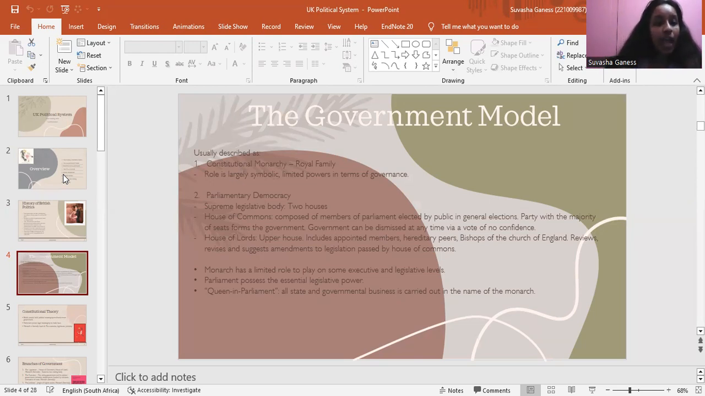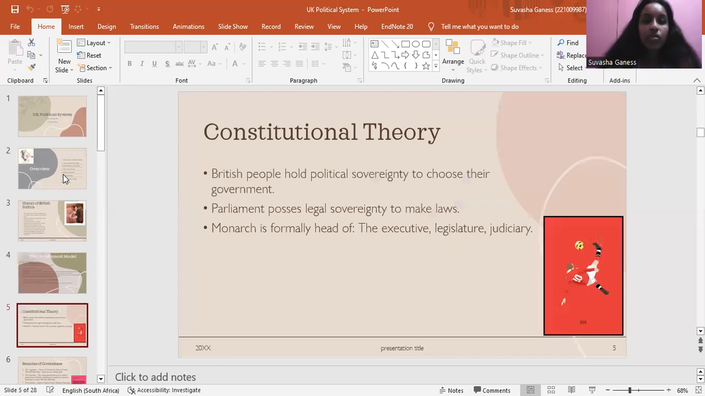So now let's look at our next slide, which is the constitutional theory. British people hold political sovereignty to choose their government. Parliament possesses legal sovereignty to make laws. The monarch is formally the head of the executive, legislature, and judiciary, right?